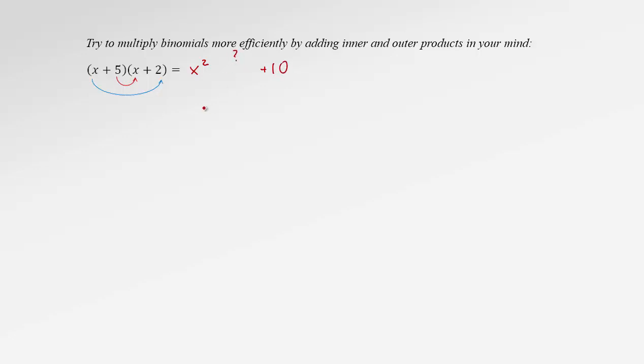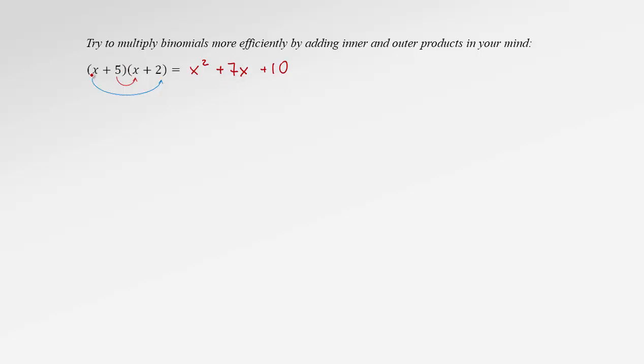What would be the middle term? The middle term comes from multiplying the inside and outside terms. So taking the inner product, which is 5x, and outer product, which is 2x, quite often these two will be like terms. So we can actually add them in our minds. 5x plus 2x is 7x, so the middle term is plus 7x. That's a little bit faster. Instead of writing all four terms and collecting like terms, we can actually get this middle term in one step.